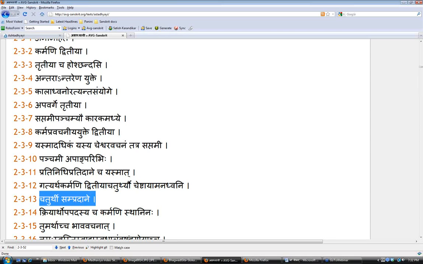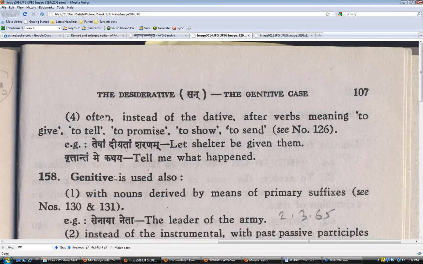Here also same thing. When the speaker does not want to use Chaturthi, he can use Shashti. Tesham diyatam sharanam. Shelter be given to them. Could have been Tebhya also. But instead Tesham is being used because that's the intention of the speaker. Vrittantam me kathaya. Of course, me is ambiguous. Could be Mayyam also. But tell unto me. Tell me what happened. So Mama, this could be Mayyam also, could be Mama also. So Shashti can be used when it's something done for the sake of somebody else. Instead of Chaturthi, Shashti can be used. So, okay, this is what we have so far with Sheshe.